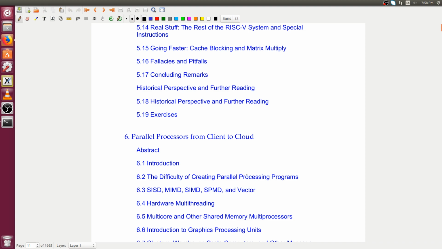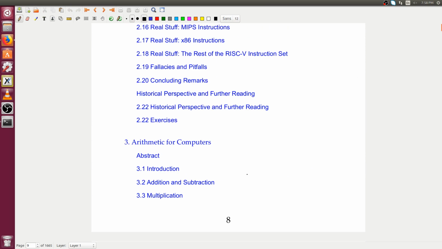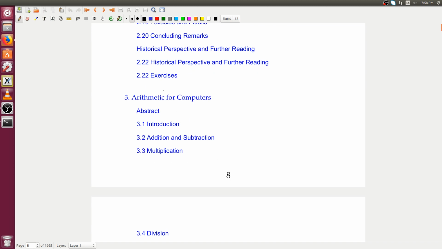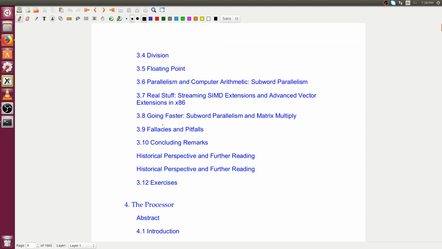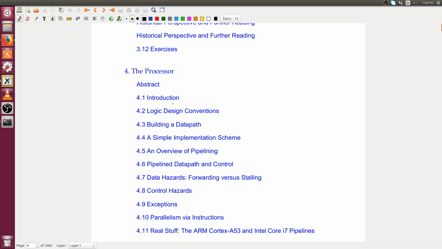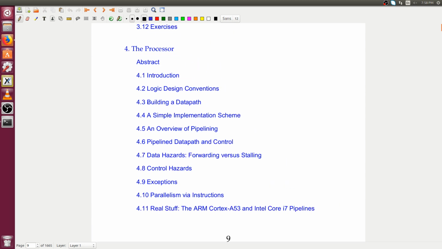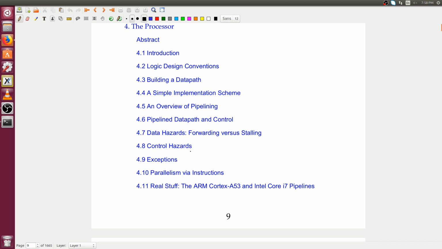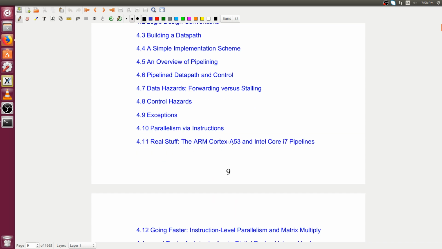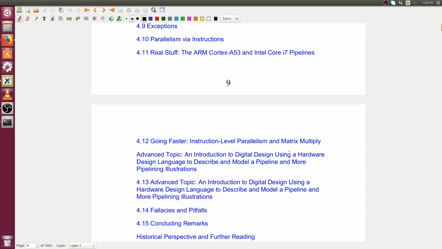Okay. So what else do we have? I skipped over some stuff. After that, we've got some arithmetic stuff. That'll be pretty interesting, learning how computers do math. The processor, nice. We're going to learn about processors, some basic data paths, hazards. Listen, it almost seems impossible that computers work with everything they have to take care of. It's going to be fun. The real stuff: we're going to learn about the ARM Cortex-A53 and i7 pipelines. Isn't that neat? We're going to learn what's in some of your computers.